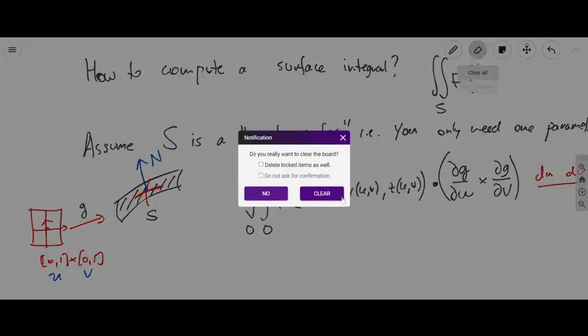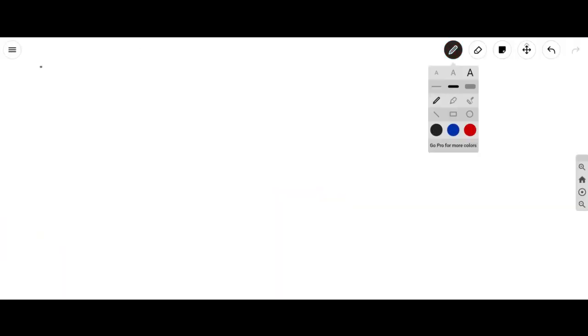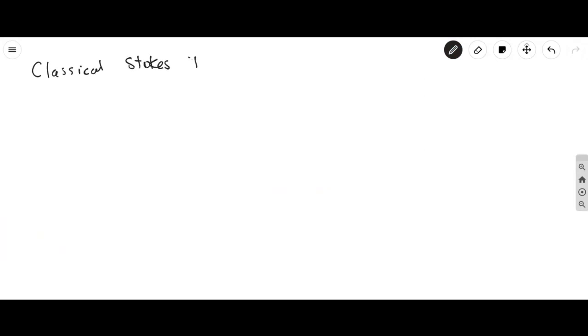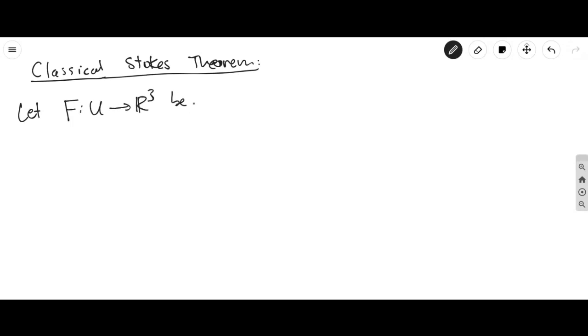And now let's say what Stokes' theorem says. So this is classical Stokes' theorem. It says let F from U to R3 be a smooth vector field. It does not actually have to be smooth. It just has to be continuously differentiable. That means the derivatives, the partials exist and they form continuous functions. But let's just say it's a smooth vector field on U, where U is an open set in R3.